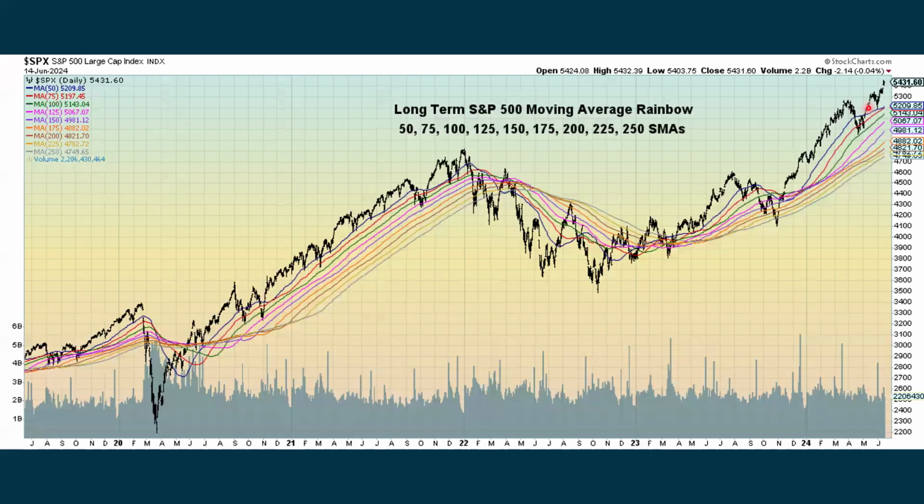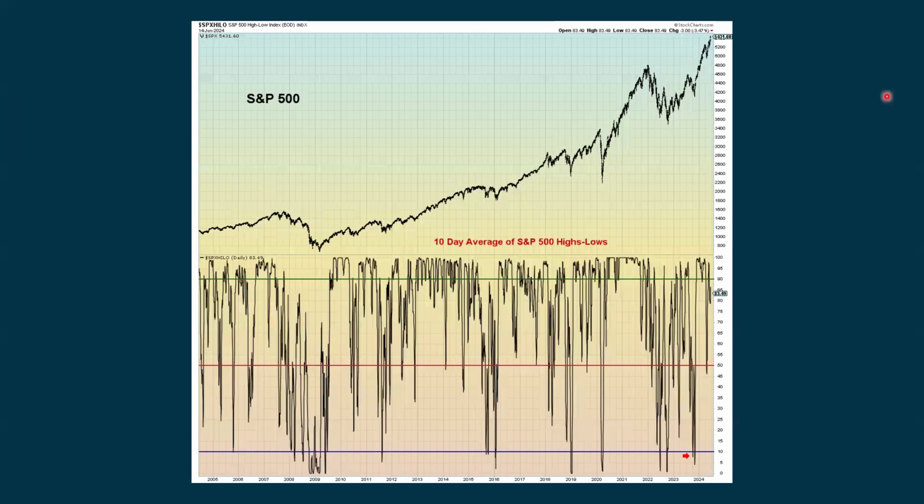Long-term, another rainbow chart going from 50 periods up to 250 periods. The long-term trend is still intact, and price is above all of the lines in the moving averages.